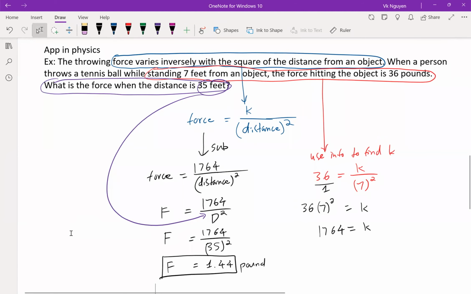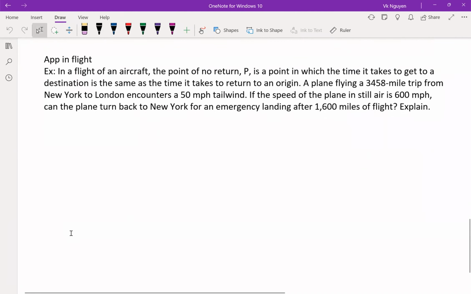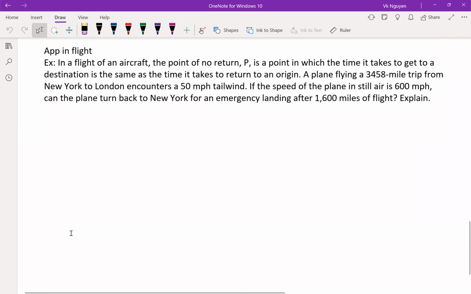We have one more application. Application in flight. In a flight of an aircraft, the point of no return P is a point in which the time it takes to get to a destination is the same as the time it takes to return to an origin. A plane flying a 3458-mile trip from New York to London encounters a 50-mile-per-hour tailwind. If the speed of the plane in still air is 600 miles per hour, can the plane turn back to New York for an emergency landing after 1,600 miles of flight? Explain.